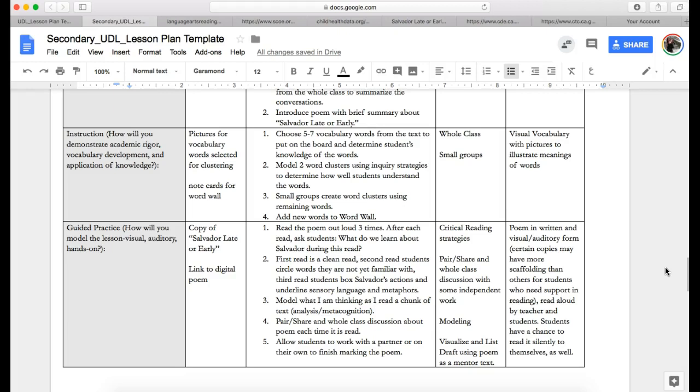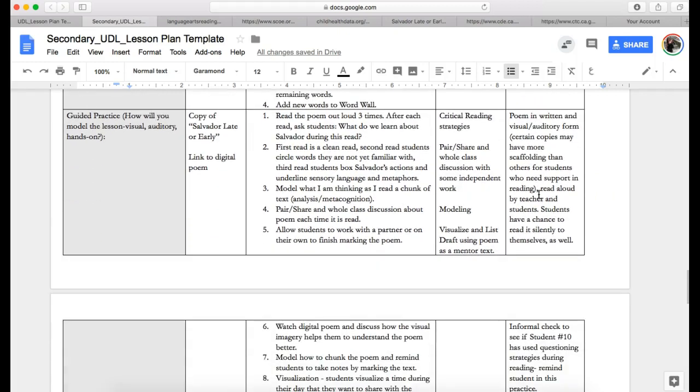Then we'll break students up into small groups, and they will create word clusters using the remaining vocabulary words, and then all of those words will go onto the word wall. So notice that we have note cards ready for that. Students can write their words on the note cards and put them up on the word wall during the lesson. Once again, we do the whole class, small group, and then we've got visual vocabulary with pictures to illustrate the meanings.